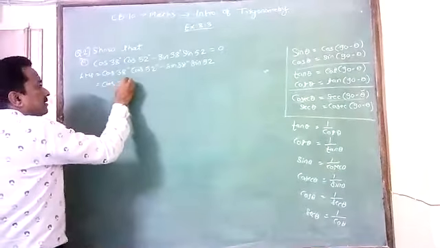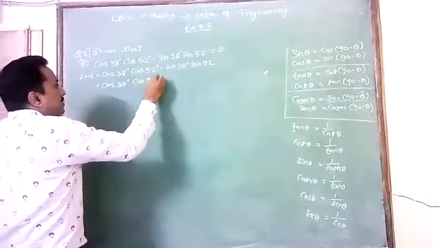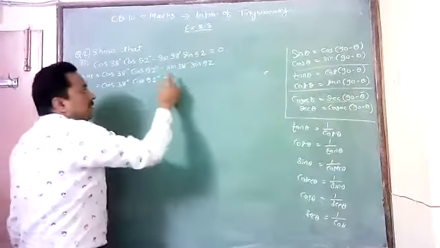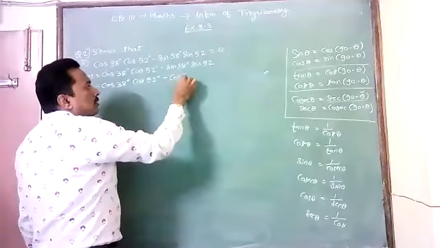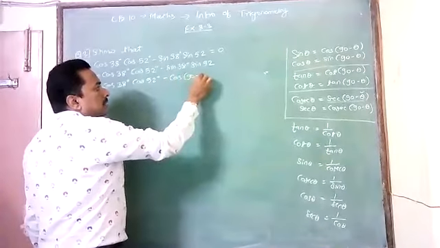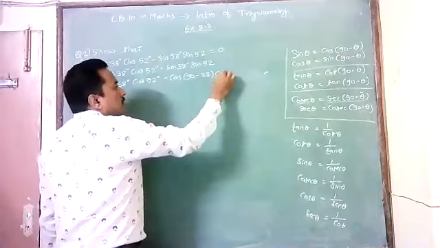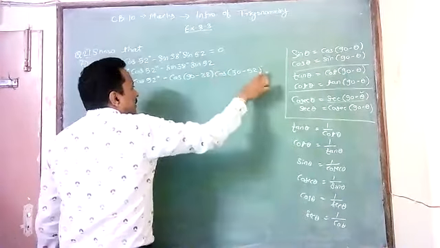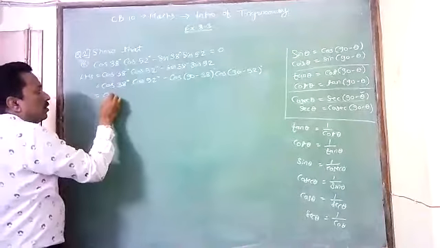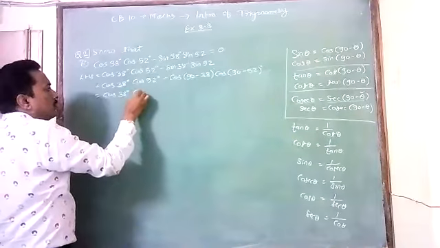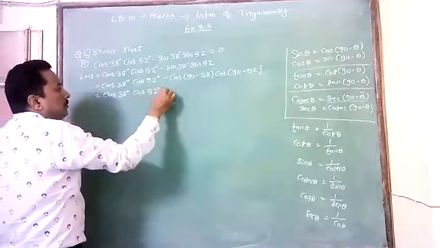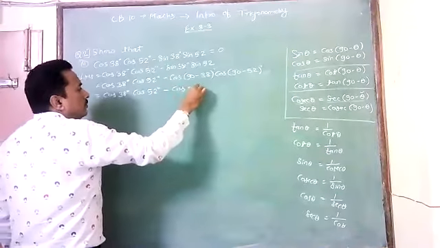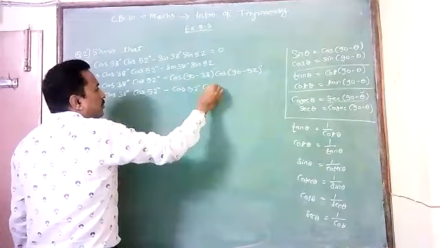Cos 38 as it is, cos 52 as it is. In the place of sin, see sin is equal to cos of 90 minus theta. So cos 90 minus 38 will come, and below cos 90 minus 52 will come. Okay. So this one is cos 38, cos 52, cos 90 minus 38 is equal to cos 52, and cos 90 minus 52 is equal to cos 38.